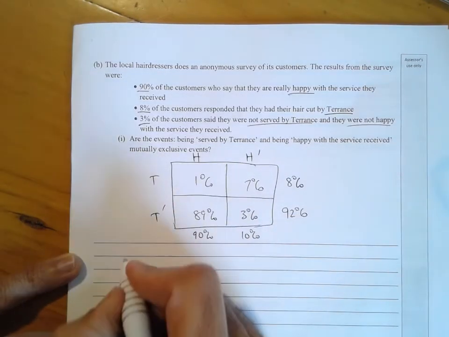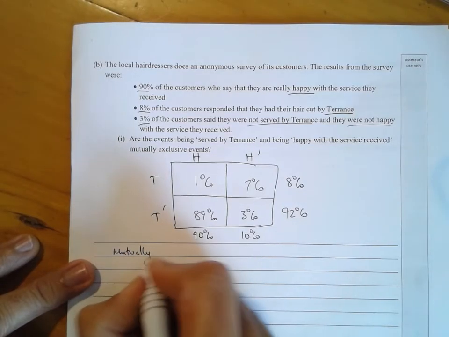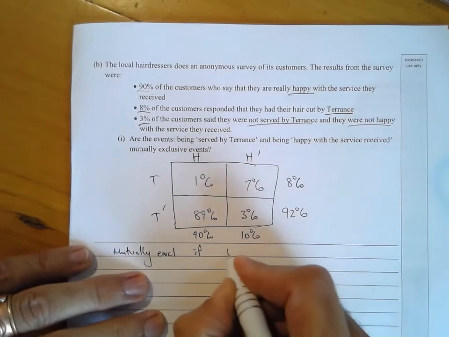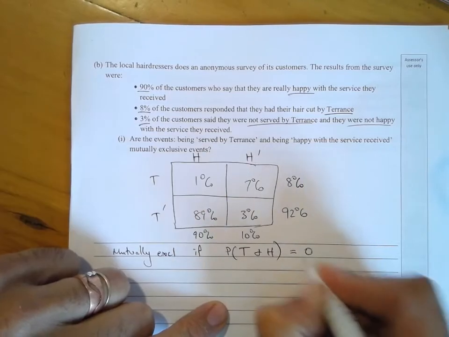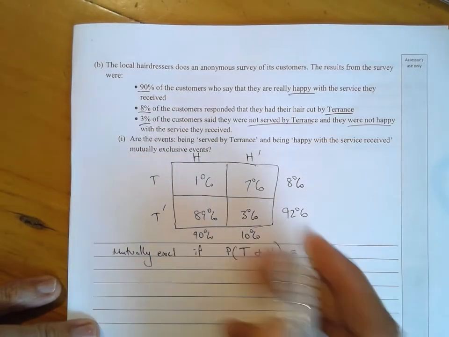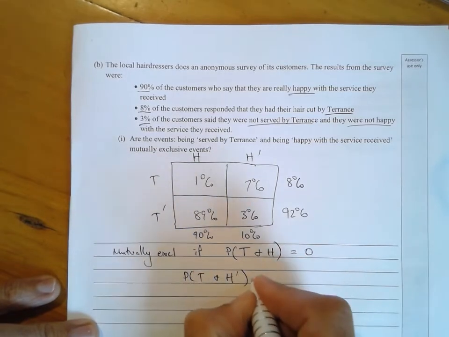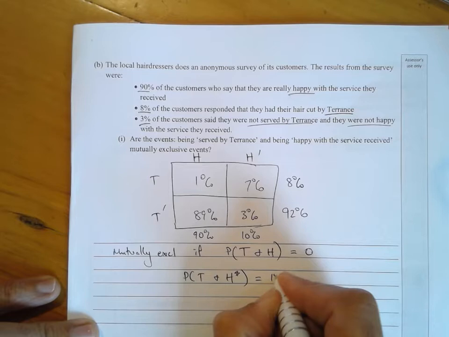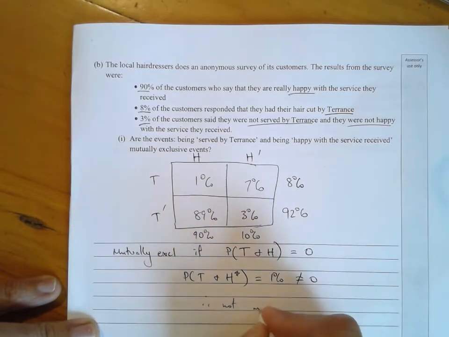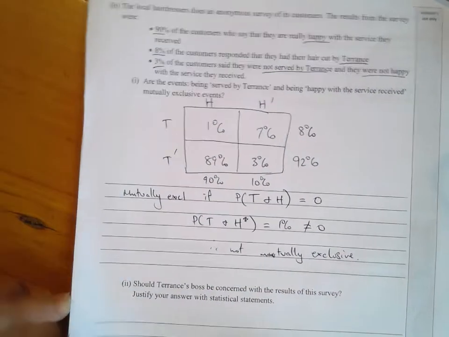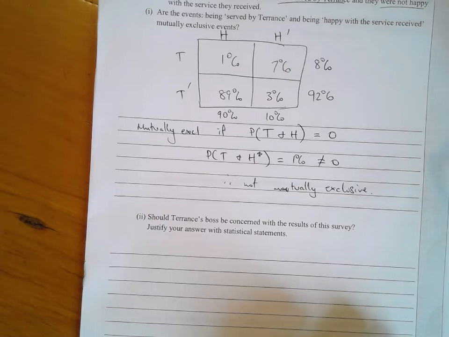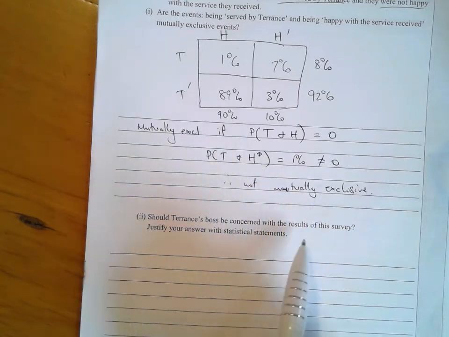So are they mutually exclusive? Mutually exclusive if the probability of Terence and happy equals 0. Well, the probability of Terence and happy is 1% here. Terence and happy is 1%, which is not equal to 0, therefore not mutually exclusive. Nice. Now, should Terence's boss be concerned by the results of the survey?